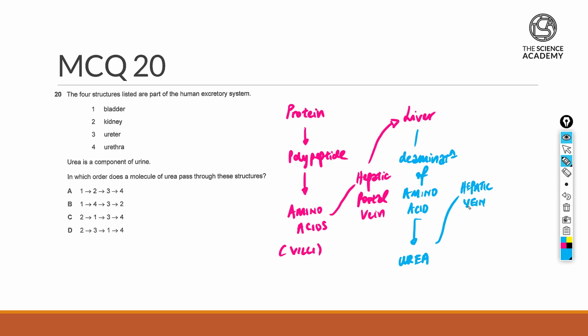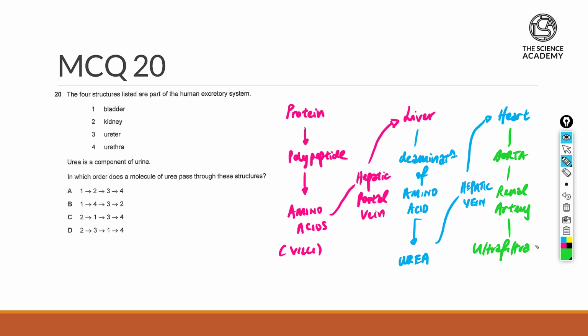and it will first be sent back towards the heart. From the heart, it will then be pumped out via the aorta into the renal artery. And the renal artery will engage in ultrafiltration.